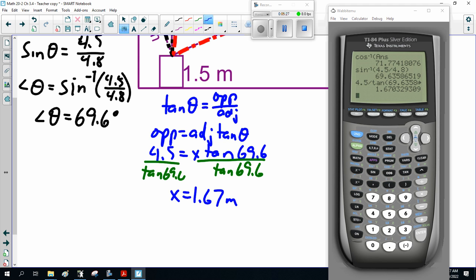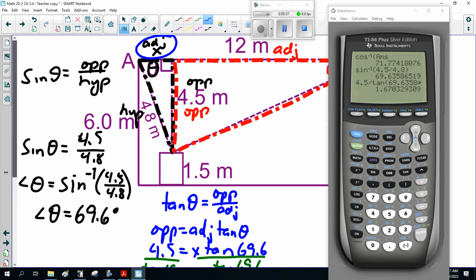Now, I can hear several of you going, but Mr. Sutton, we calculated the angle 69.6. We shouldn't use it just in case we made a boo-boo. We should use Pythagorean's theorem here to solve for it. And you're right, but I'm old and I forgot that. So just double checking because I can.